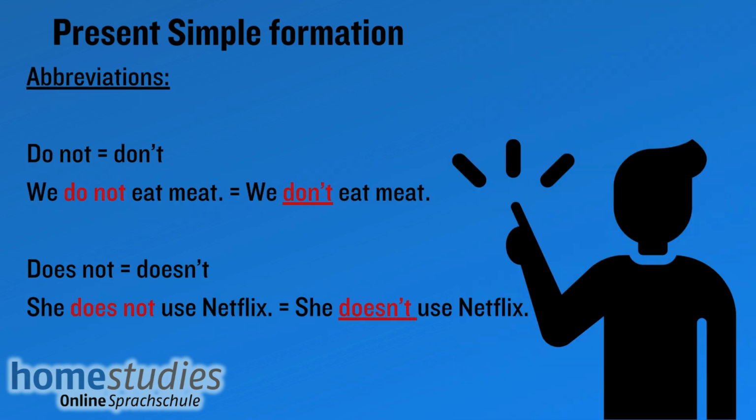And just one quick thing I forgot to mention here, in the abbreviated negative forms, we have do not, which becomes don't, and does not, which becomes doesn't. So we do not eat meat becomes we don't eat meat. She does not use Netflix becomes she doesn't use Netflix.